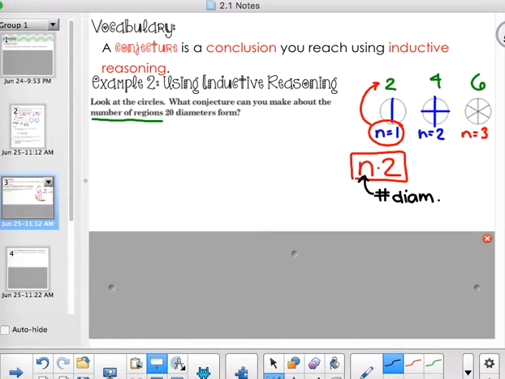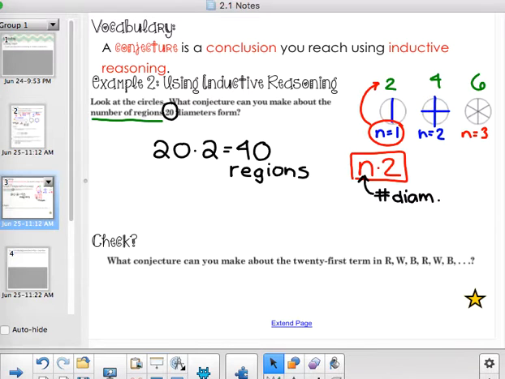That equation is going to help us figure out how many regions there will be when 20 diameters are used. So we have 20 diameters. If I multiply that by 2, I get 40. So the conjecture that I am making is that if we were to draw 20 diameters, 40 regions would be formed. All right, here's your term. What conjecture can you make about the 21st term in this pattern?